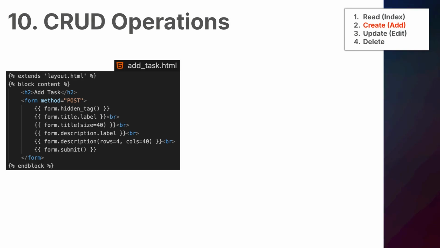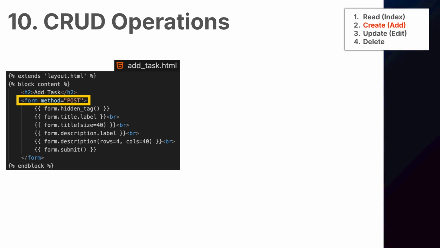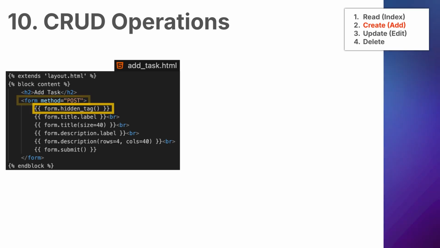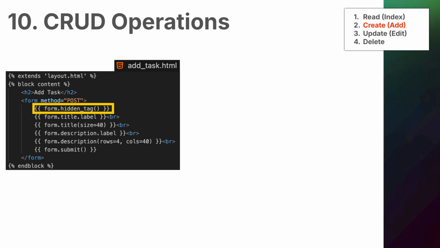Next, let's add a form. This starts the HTML form element. The method post means the form data will be sent securely to the server when submitted. The form hidden tag adds hidden fields required by Flask-WTF, like CSRF protection. It helps secure your form from malicious requests.